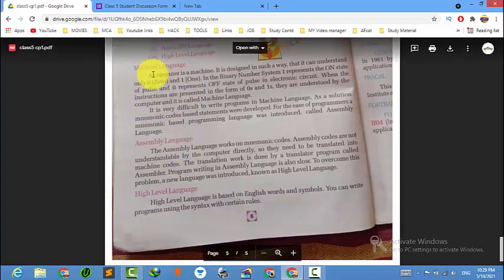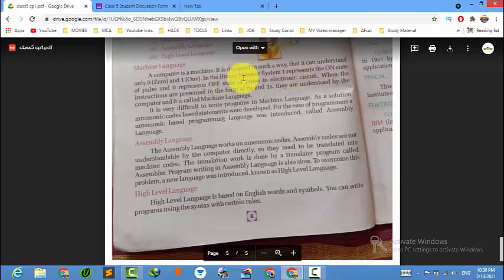As I have told you earlier, a computer machine is designed in a way to understand only 0 and 1. Computer can only understand a combination of 1 and 0, and this 1 and 0 is called a binary number. 1 represents the on state and 0 represents the off state.